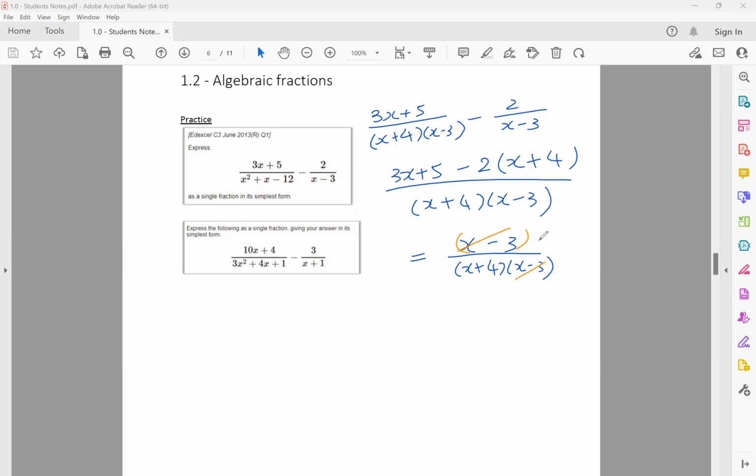Cancel it. So what does the numerator become? A 1, because when you divide top and bottom by x minus 3, the numerator becomes 1, not 0. So 1 over x plus 4 is the final answer. Second one, similarly, you should get 1 over 3x plus 1. All right, and that's the end of 1.2.